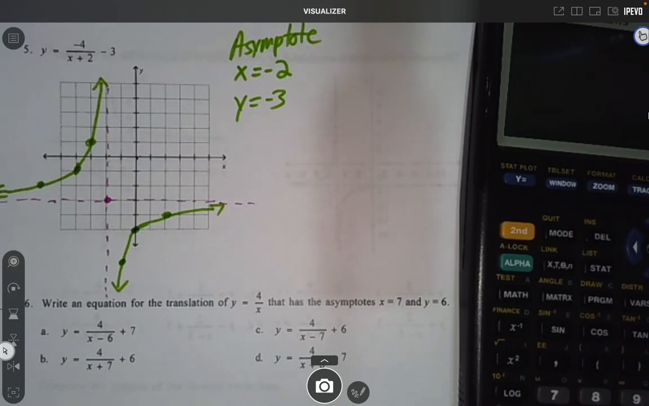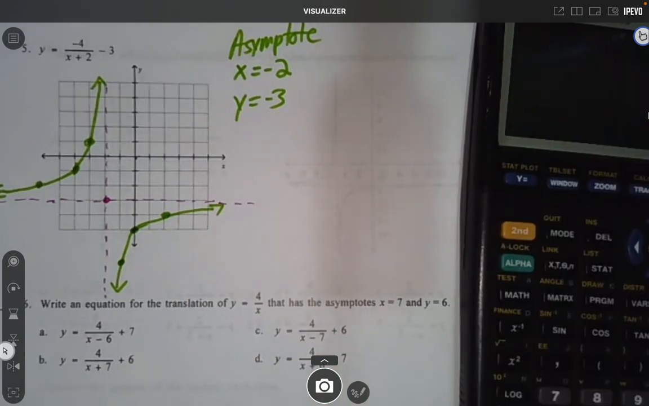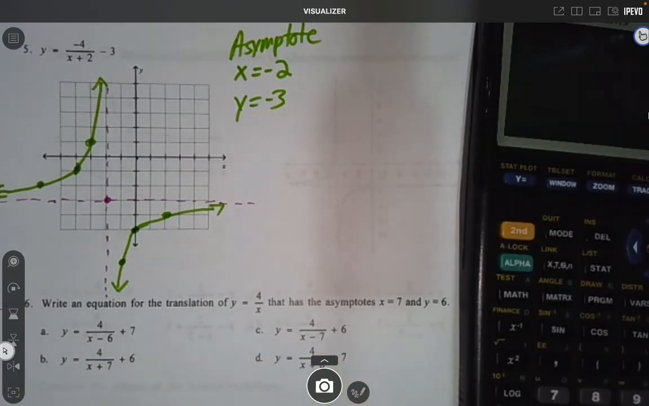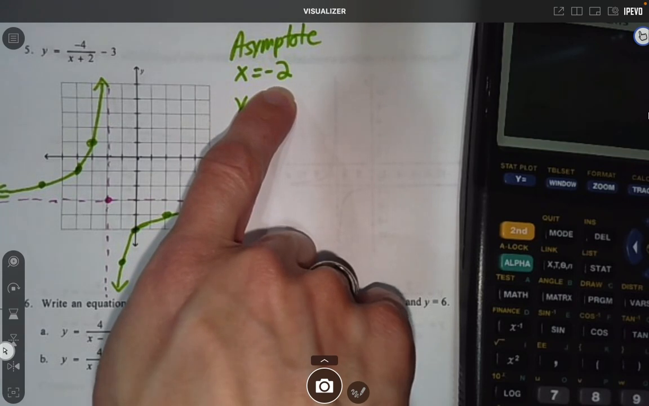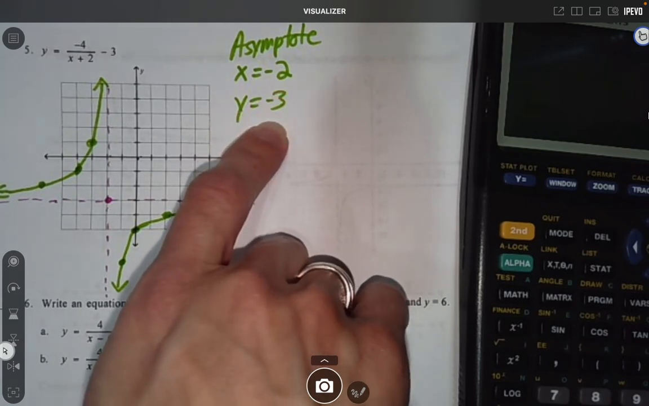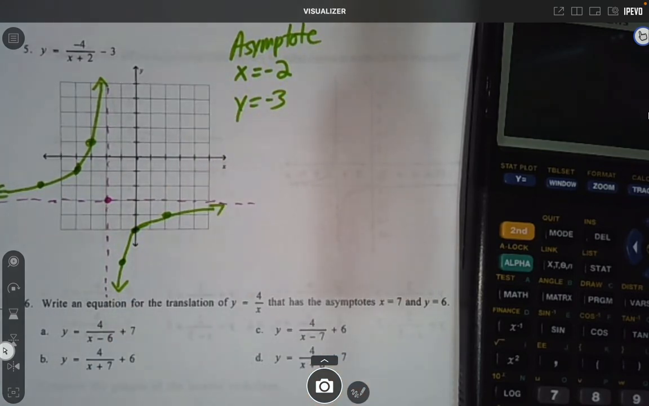Yeah? No? Okay. Then if I asked you for domain and range... Your domain, look at your x values. All real numbers except -2. And then if I asked you your range, all real numbers except -3. There you go. See how once you start your problem, it's the same thing, the same numbers you're using. Okay, are we good with that?